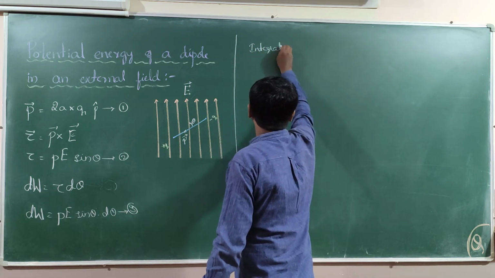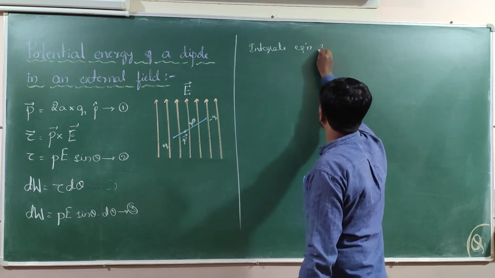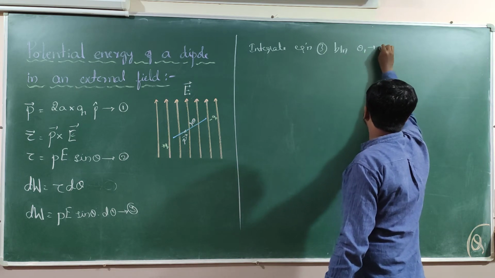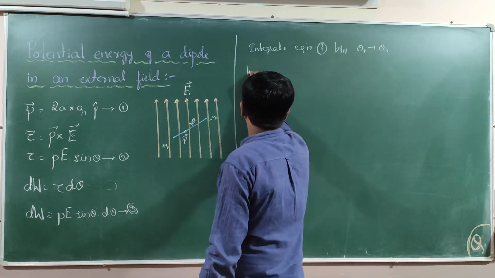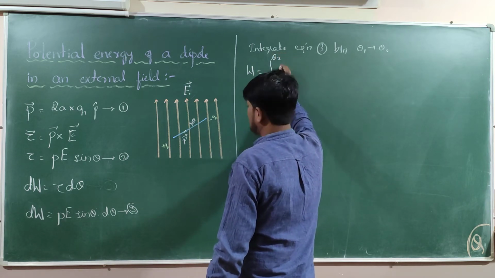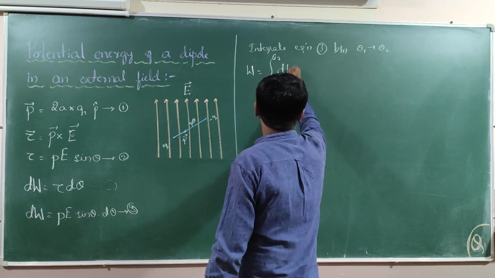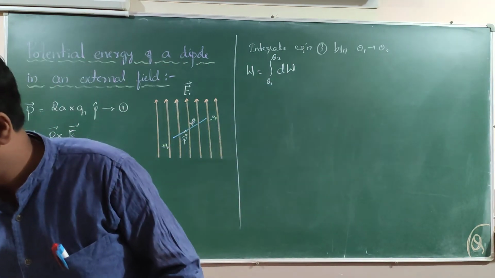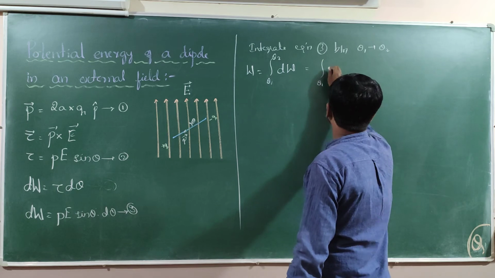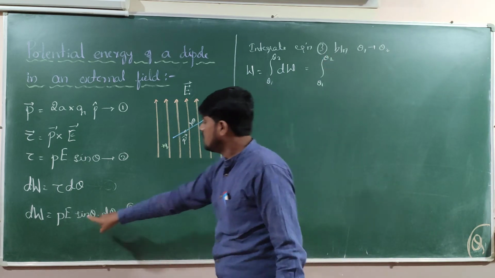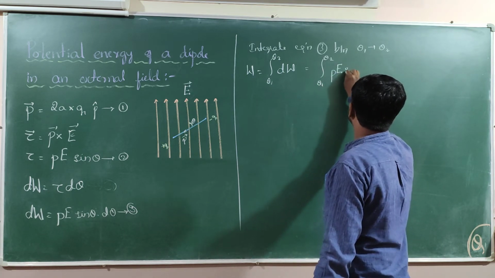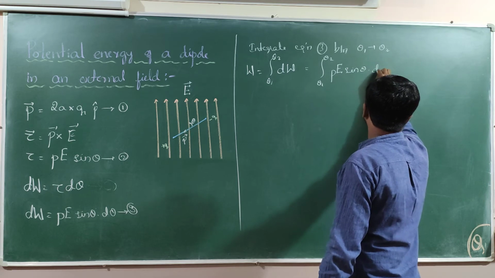Integrate equation 3 between the limits theta 1 to theta 2. Then W2 is equal to the integral from theta 1 to theta 2 of dW. What is dW here? dW is PE sin theta d theta.